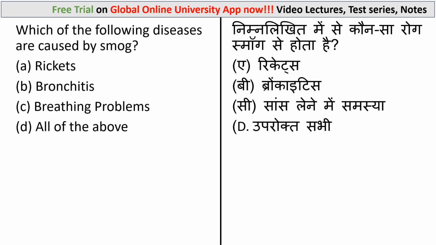Which of the following diseases are caused by smog? Given which diseases are caused due to smog? Smog is air pollution which reduces visibility. The term smog was first used in the 1900s to describe a mix of smoke and fog. Smog usually comes from burning coal. This is very common in industrial areas.